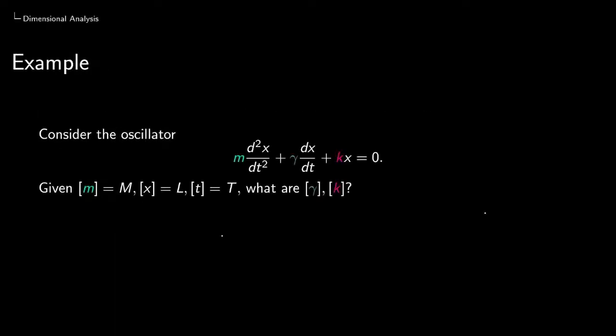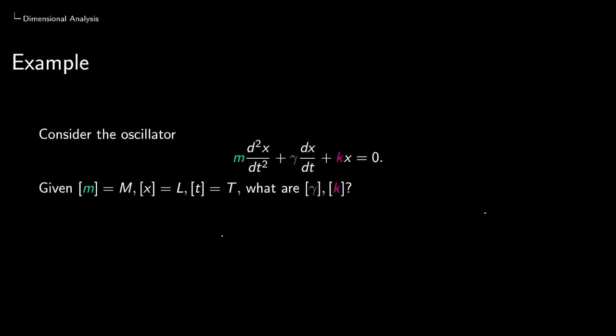So let's consider the oscillator. The oscillator will have different units. You'll have a mass unit, which will be denoted m, a length unit denoted by L, and a time unit denoted by T. In order for this to make sense, if you specify that m has a mass unit and x and t have those length and time units, what are the dimensions of gamma and k going to be?